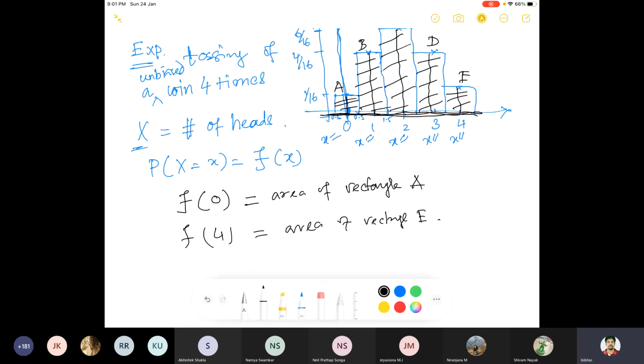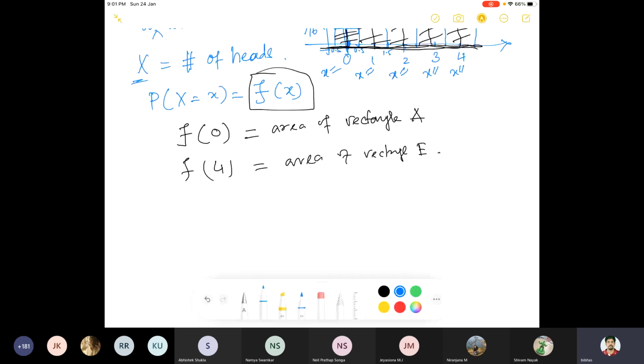This is one way to look at how f of x is spread over x. This is one way to see how the probabilities corresponding to each of these sample points are spread over the x-axis. And there is another diagram corresponding to this probability mass function, which is called a bar chart. So this is one thing, and another thing is called a bar chart.